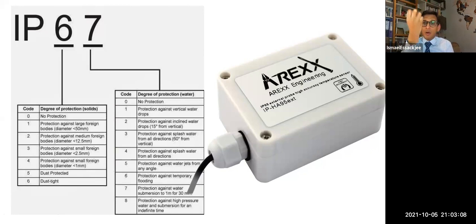But if you want it immersed in water, let's say for a swimming pool, you will need to go for maybe IP7 or IP8. IP8 is protection against high pressure water, submersion for an infinite time. It's going to remain there maybe at the bottom of your pool forever. Then you will need to go for maybe IP8. Okay, the last one is going to be 8.